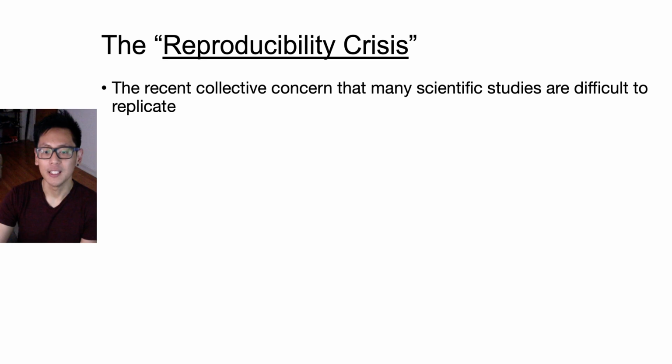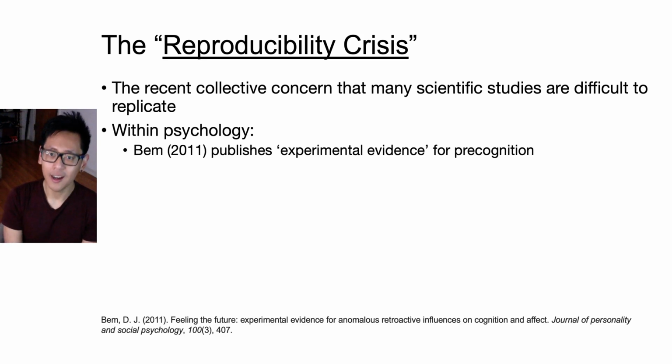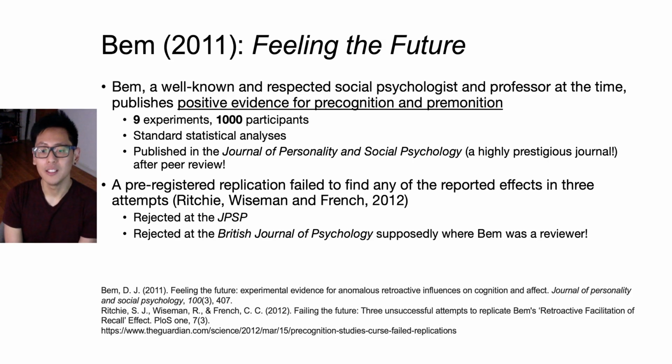So firstly, in psychology, the first event that sort of triggered the call to action by scientists in the reproducibility crisis sort of starts around the time of Darrell Bem in 2011 publishing experimental evidence for precognition. In 2011, this solo paper named Feeling the Future, Darrell Bem, who at the time was a well-known and respected social psychologist and professor, published a paper claiming positive evidence for precognition and premonition.